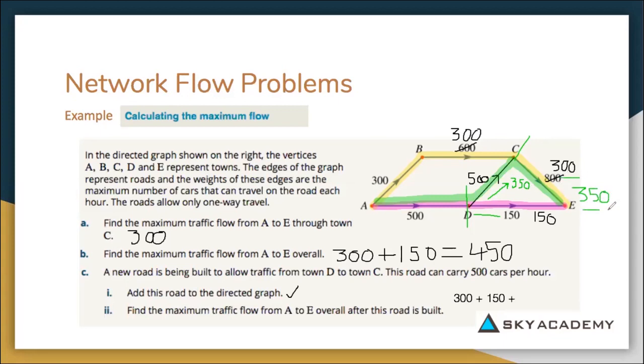So we have 300 plus 350 plus 150. And if you add those all up together, we have 300 plus 350 plus 150 equals 800. So our capacity now, once we've added that new road, is 800. So it's a lot greater than the capacity was before.